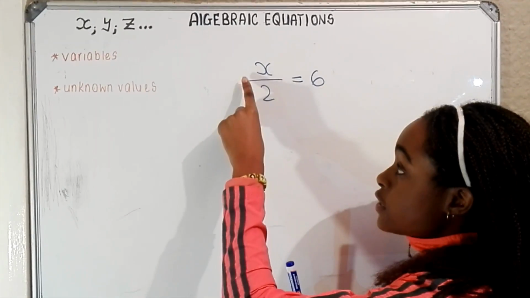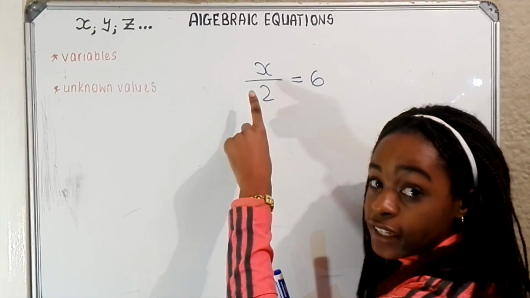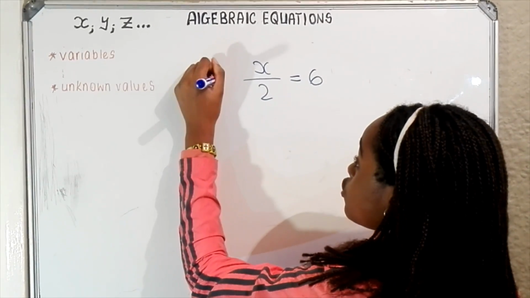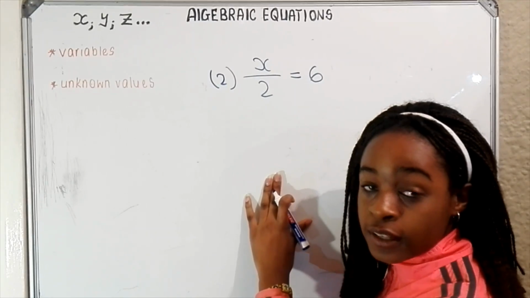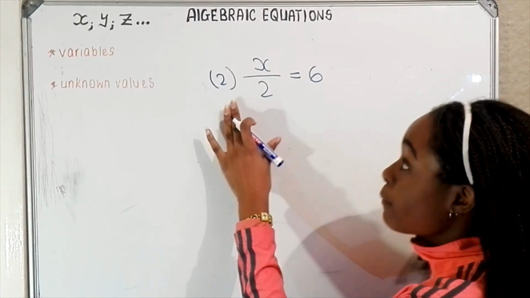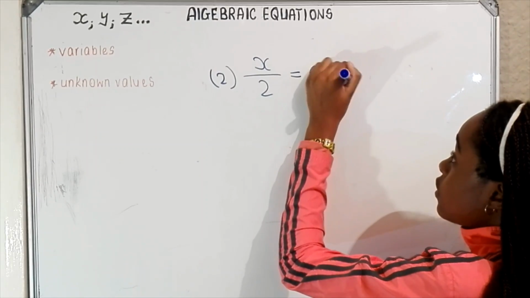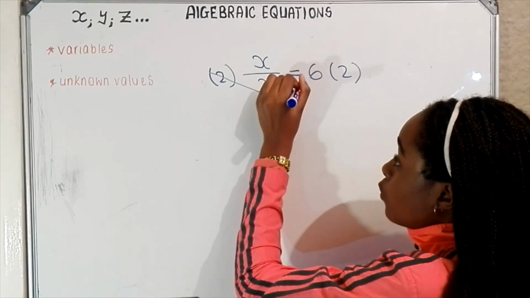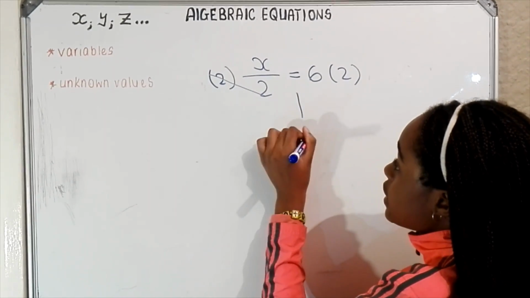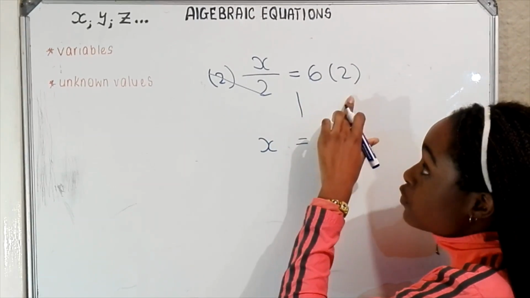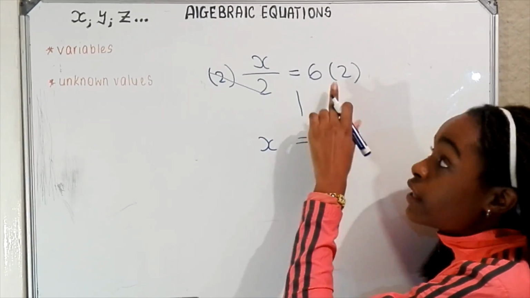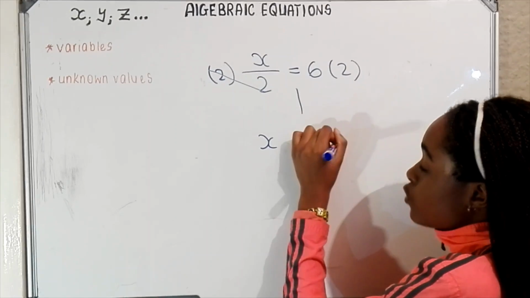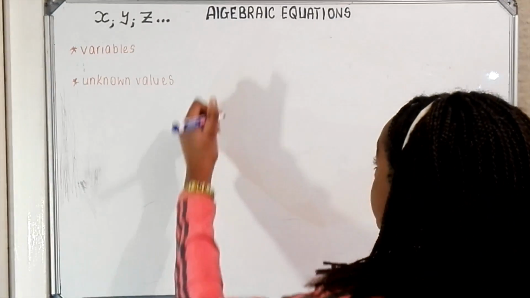So the opposite or the inverse operation of division, since we're dividing, is multiplication. So we need to multiply by 2 because we want x on its own. And whatever I do on this side, I must do on this side as well. So this will cancel and we're left with x is equal to 6 times 2. When you have brackets around a number, there's no operation, it means times. 6 times 2 gives me an answer of 12. Okay?